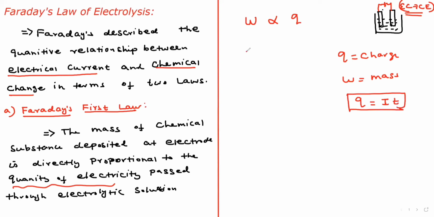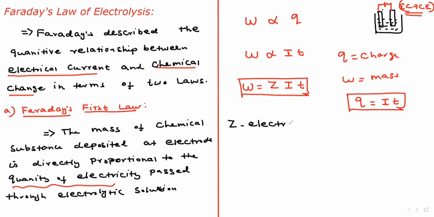Now note the formula. W is directly proportional to I T. If you remove the proportionality, I put a constant. That is very important. W is equal to Z I T. What is Z? That is the electrochemical equivalent. Please note, Z is a very important term.